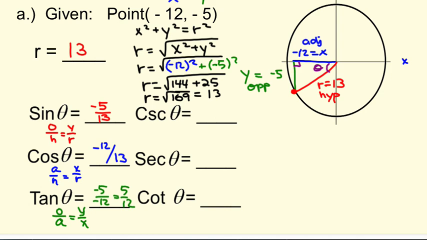Now, to find the other three, we just reciprocate. To find the cosecant, we reciprocate the sine. So it's negative 13 over 5. For the secant, we reciprocate the cosine, negative 13 over 12. And then the cotangent is the reciprocal of the tangent, 12 over 5. So there are the 6 trig functions.